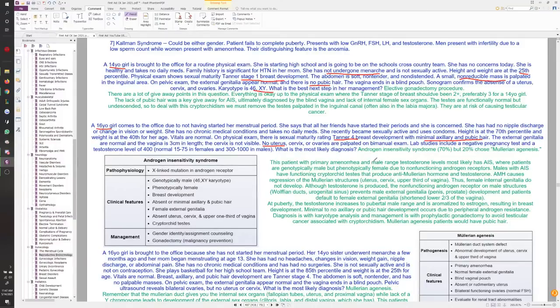So this patient with amenorrhea and male-range testosterone levels most likely has androgen insensitivity syndrome, where it's male, but he's insensitive to his own testosterone levels. So testosterone has no effect on him.